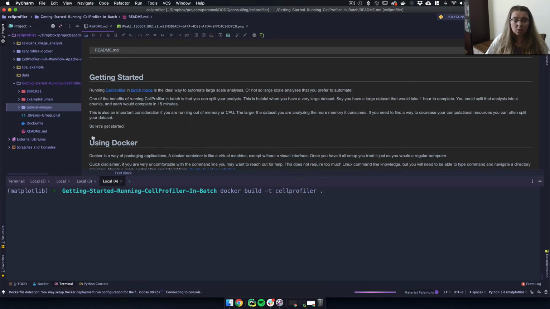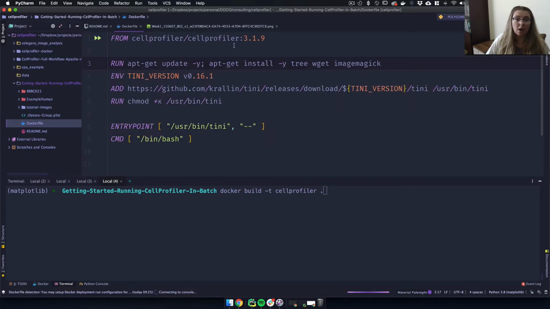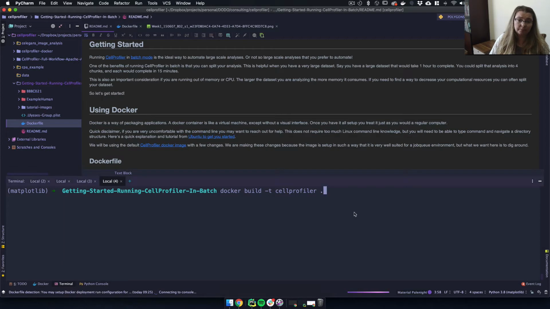I already ran this, so I'm not going to do this, but what we have here is a Dockerfile, and we're using the base CellProfiler image. Now, the base CellProfiler image is really great for probably most of what you're going to want to do, especially when you're in a job queue environment. But for this particular example, what I really wanted to do was to be able to just treat the Docker container like a computer and get into the shell and play around and do a more exploratory type analysis. So that's why you see this. Also, tree is really nice for investigating file structures, wget for downloading the data, and ImageMagick for some post-processing that we're going to do later. So with that, let's get started.